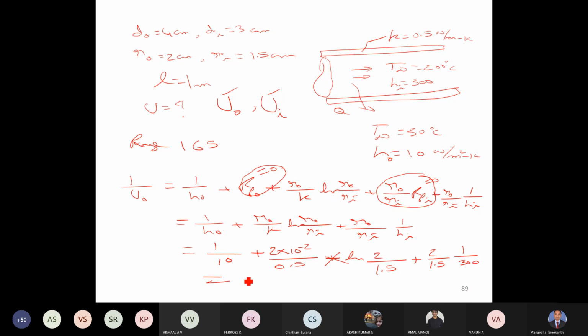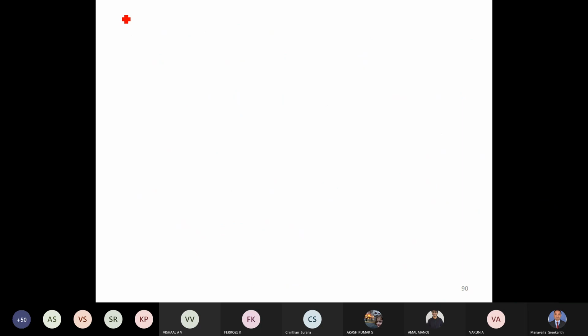1 by U naught is 0.116. U outer is the inverse of that, 8.62 watt per meter square Kelvin. So you will have the same units as the overall heat transfer coefficient. Okay, so this is the overall heat transfer coefficient based on the outer diameter. So U naught implies the outer diameter.